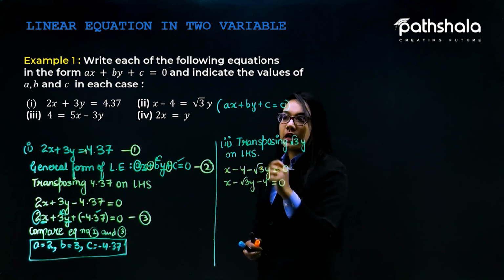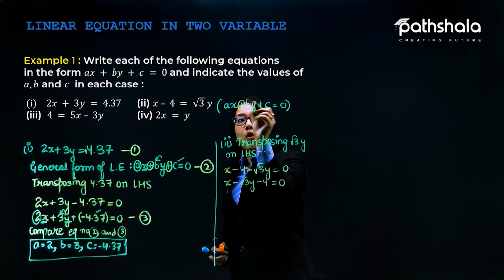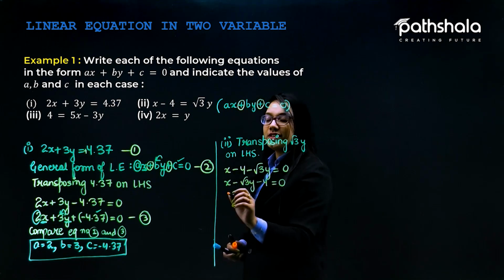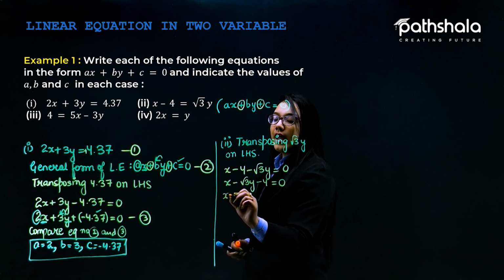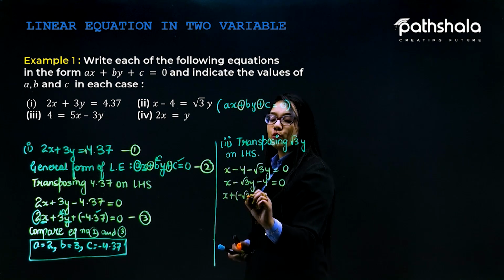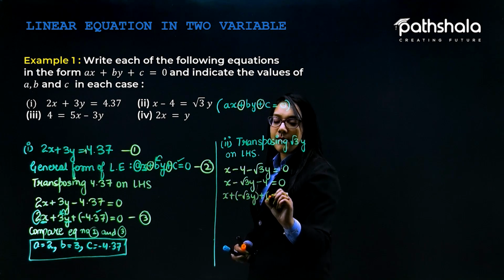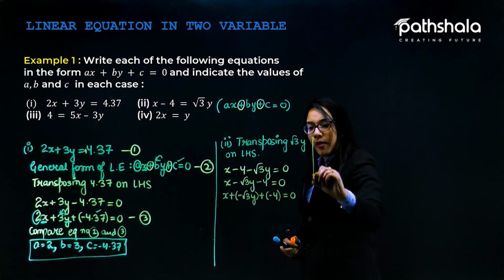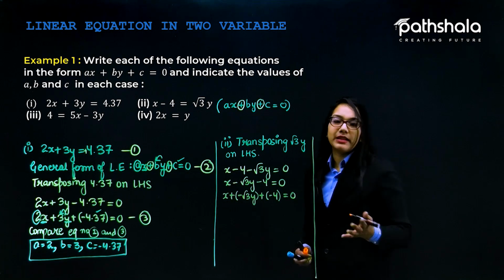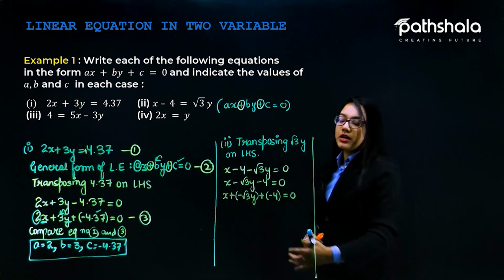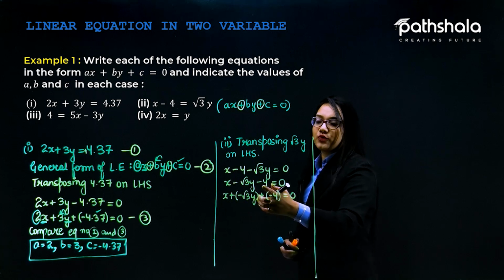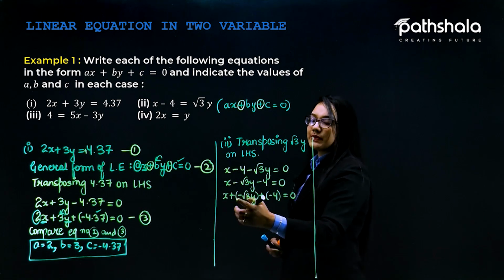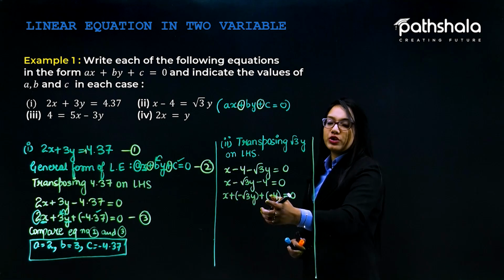Again, we do know that the sign in between all the terms should always be positive, so we can write it in the form of x plus minus root 3y plus minus 4 is equal to 0. We can express it in this form because plus minus is again minus. So we can write x minus root 3y minus 4 is equal to 0 as x plus minus root 3y plus minus 4 is equal to 0.